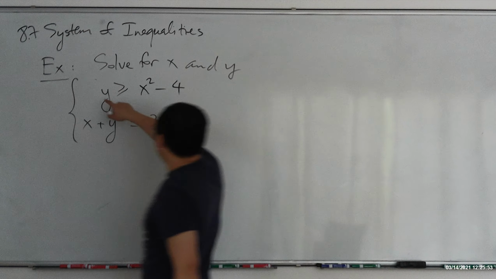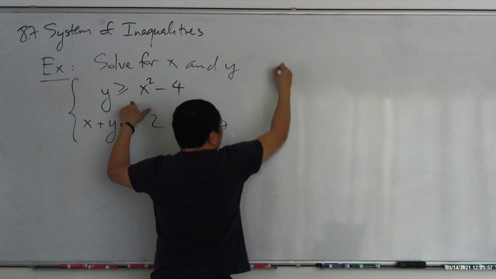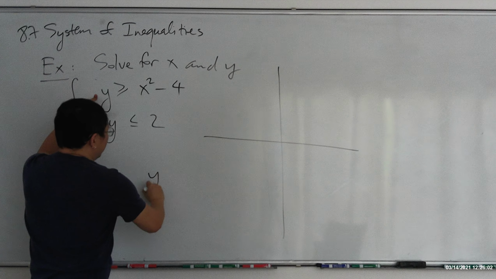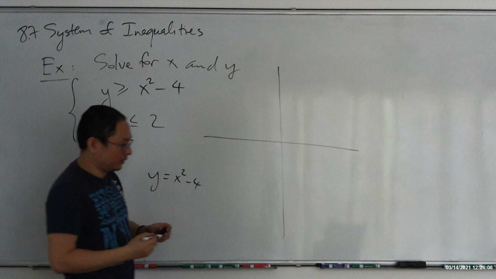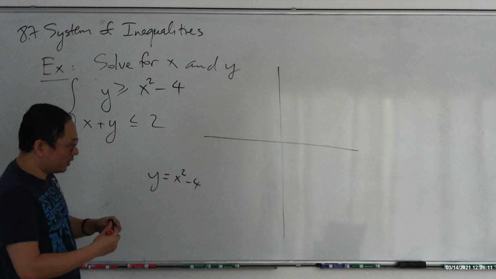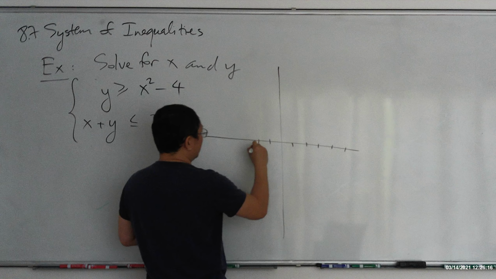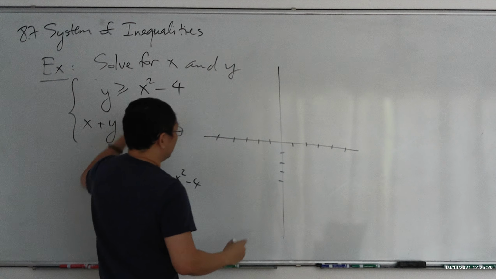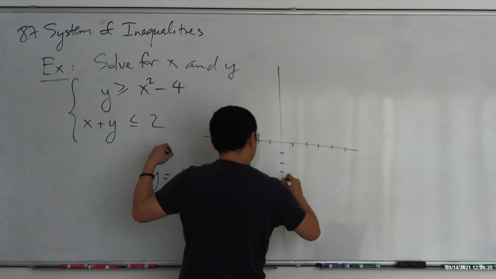Actually, they solve for y for you already, so all I have to do is graph this one. The first one is going to be a parabola. y is equal to x squared minus 4, a parabola, okay? The vertex is at negative 4. And the parabola is going to be solid because it has greater than or equal to. So 1, 2, 3, 4, 5, and negative 1, negative 2, negative 3, negative 4. Okay, x is plus or minus 2, because x squared minus 4 is 0. I got a solid parabola.